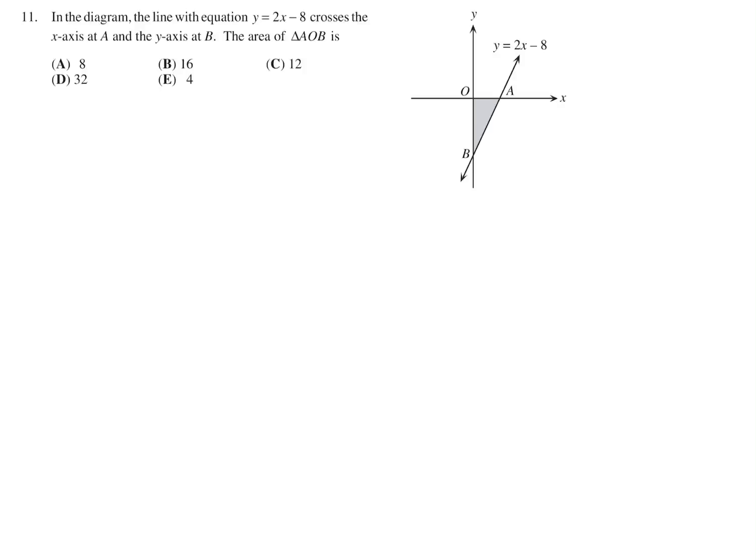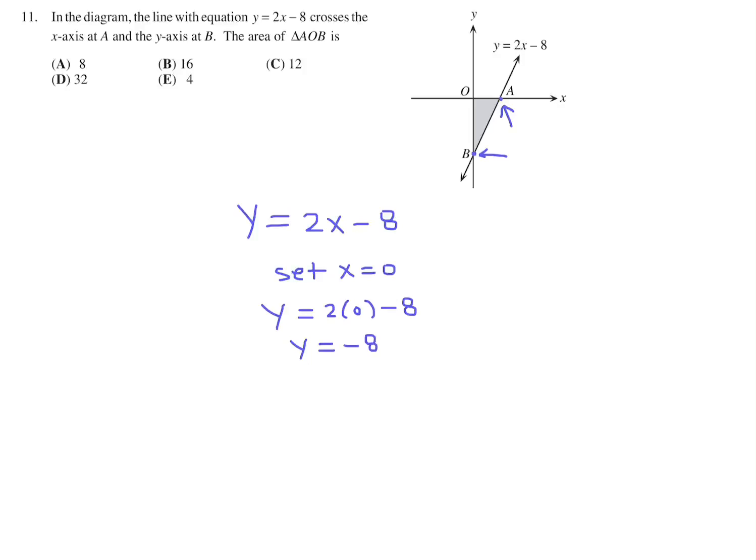So the first thing we need to do is figure out what is the x-coordinate right here and what is the y-coordinate right there. If we can do that, we'll be able to figure out the area. So our equation of that line is y equals 2x minus 8. First we need the y-intercept or the x-intercept, either way. Let's find the y-intercept, and we do that by setting x equal to 0. So y is equal to 2 times 0 minus 8, and therefore y is equal to minus 8. So this coordinate right here is (0, -8), B.